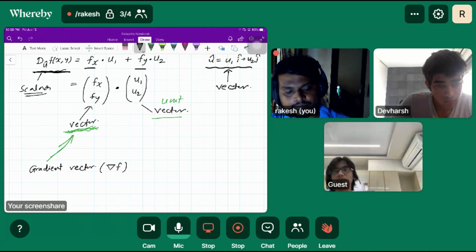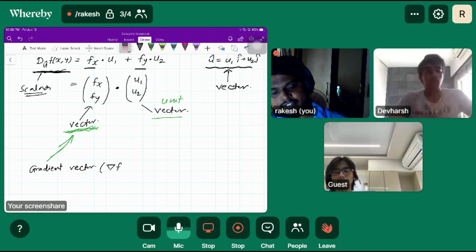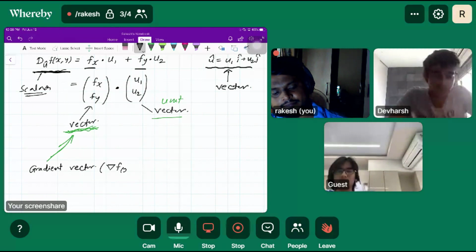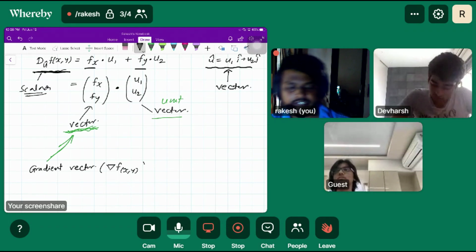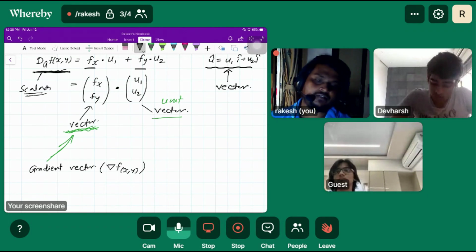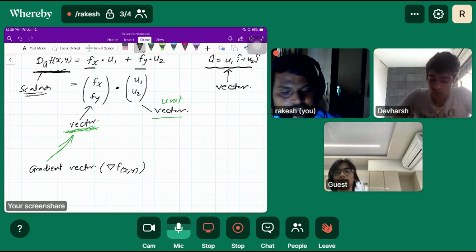Del f, del f of x comma y, del f at x comma y. So this is called the gradient vector, very important. Now we will discuss some properties of this gradient vector.